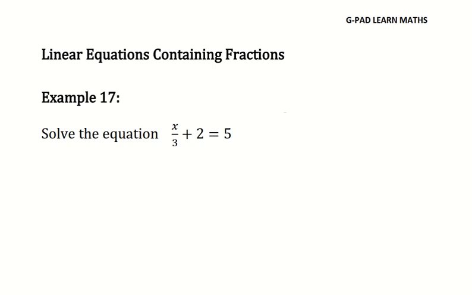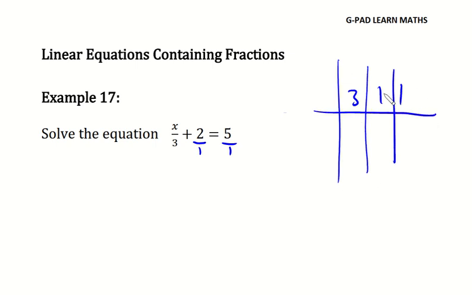How do you solve linear equations containing fractions? Now it's very easy. All you have to do is find the LCM of the denominators. Look at this example, example 17. It is only 3 that is the denominator here. The denominator of 2 is 1, and of 5 is also 1. That leaves us with 3, 1, and 1, so we can easily find the LCM. The LCM is 3. Do you get that?